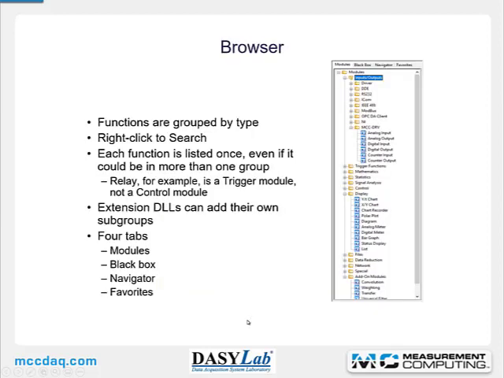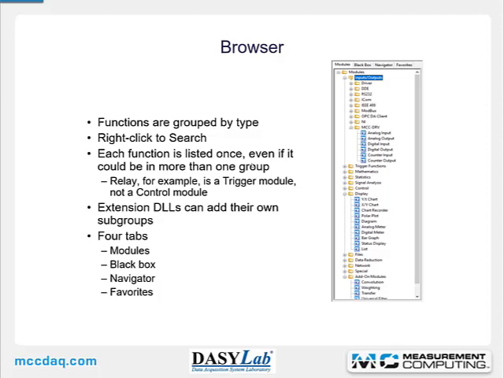The module browser is where you're going to see the functions grouped by type. If you can't find something, you can right-click over the browser to search for a module. And it's going to search by the name, and you need to know how to spell it. So if you're looking for average, type average. If you're looking for mean, median, or RMS, those won't come up because we don't have modules named that. Each function is only listed once, even if it could be in more than one group.